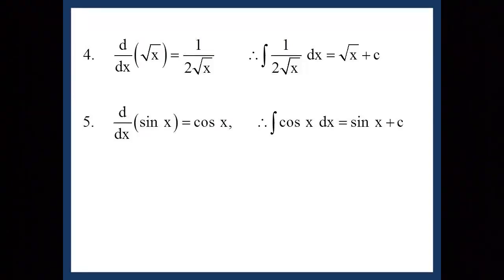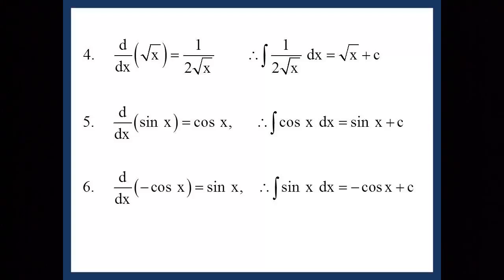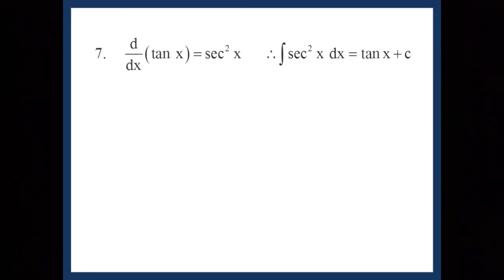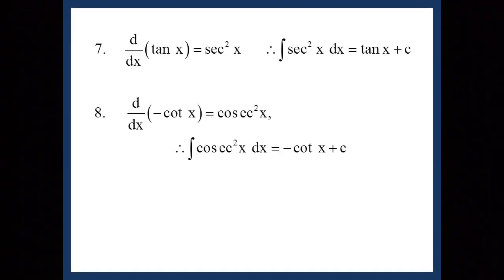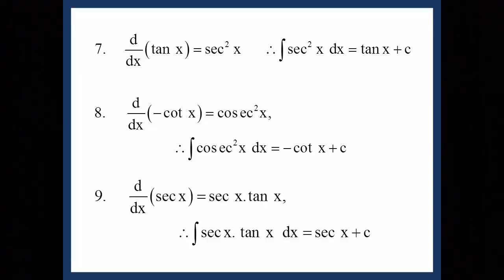d/dx of sin x is cos x. Therefore, integral cos x dx is nothing but sin x plus c. What is d/dx of minus cos x? It is sin x. Therefore, integral sin x dx is nothing but minus cos x plus c. d/dx of tan x is sec square x. Therefore, integral sec square x dx is nothing but tan x plus c. d/dx of minus cot x is cosec square x. Therefore, integral cosec square x dx is nothing but minus cot x plus c.